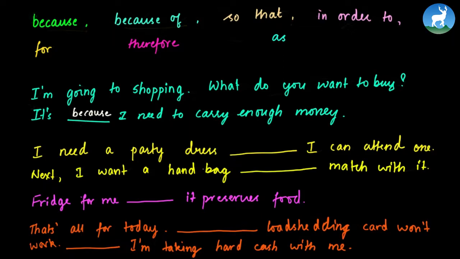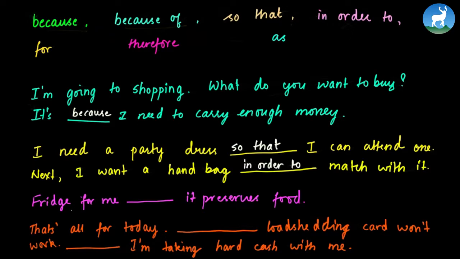Next we have: I need a party dress, blank, I can attend one. Again, this is a cause and effect sentence because the cause is that a person needs a dress. And why? Because the effect is to attend a party. So we can say, I need a party dress so that I can attend one. Next, I want a handbag, blank, match with it. Now, she wants a handbag in order to match with the dress.